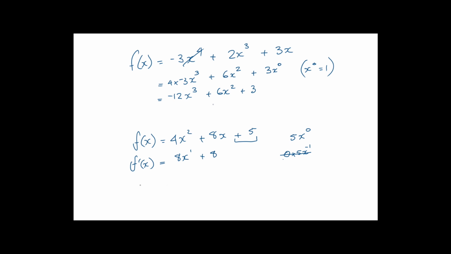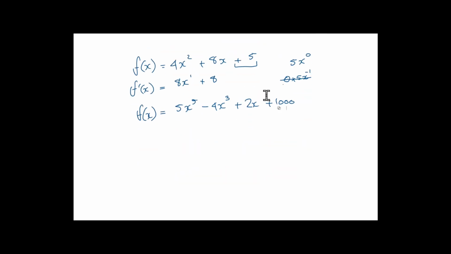Okay, let's do another one. If f of x is 5x to the power of 5 minus 4x cubed plus 2x plus 1,000. Remember, we're looking at a change with respect to a change in x. There's no x term here for the constant. Therefore, it's not going to change. 1,000 is going to be 1,000 by virtue of being constant.